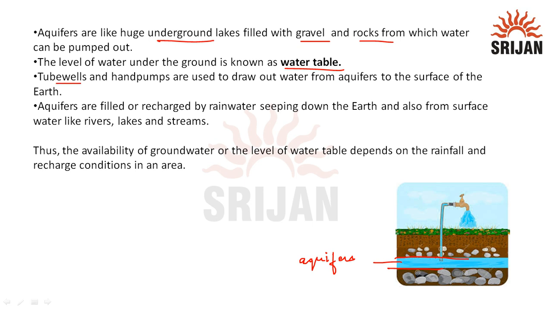Tube wells and hand pumps are used to draw out the water from these aquifers to the surface of the earth. As we can see here, it is being pumped out and we are getting water. These aquifers are filled or recharged by rainwater that is seeping down the earth. Thus we can say that the availability of groundwater, or the level of the water table, depends on the rainfall and the recharge conditions in an area. I hope this topic is clear to you. Thank you.